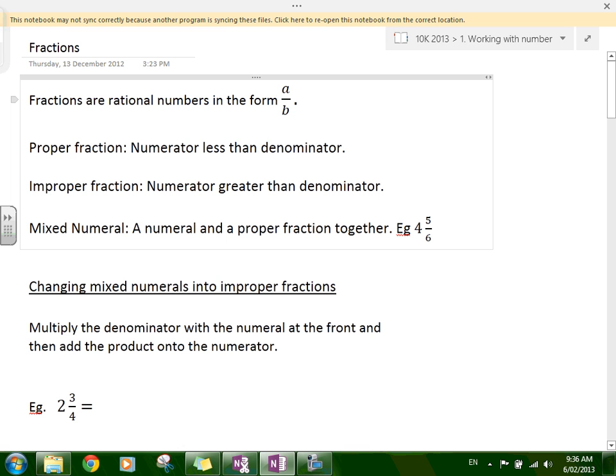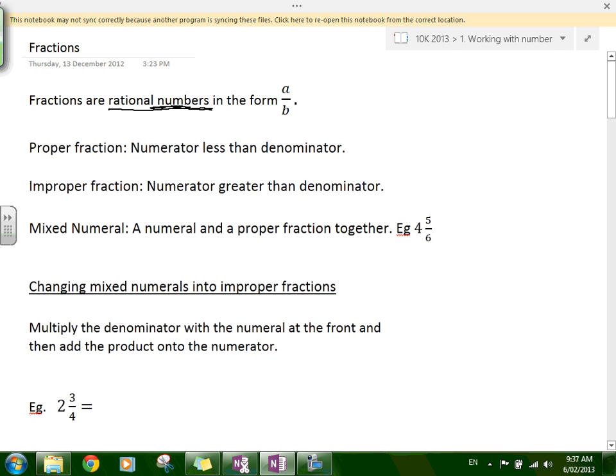Okay, so again we're talking about fractions, we're working with number. This is a lot of revision stuff, so all these things you should have seen before. So we'll carry on with this. Good. So now fractions are rational numbers.